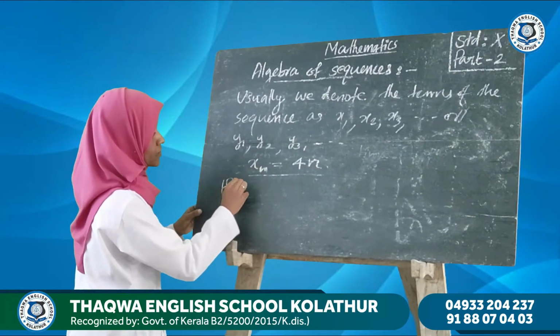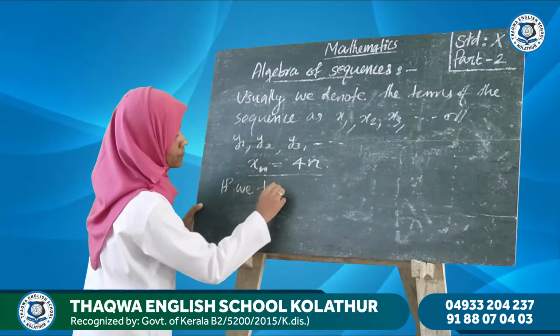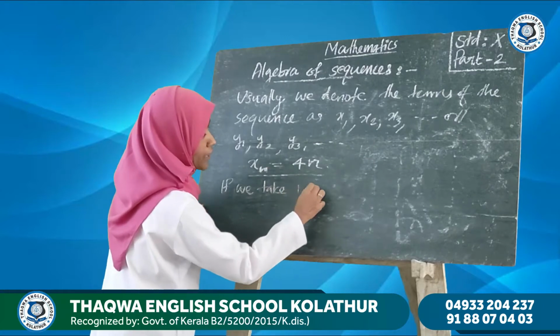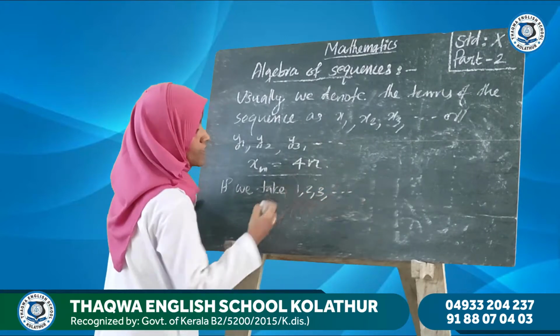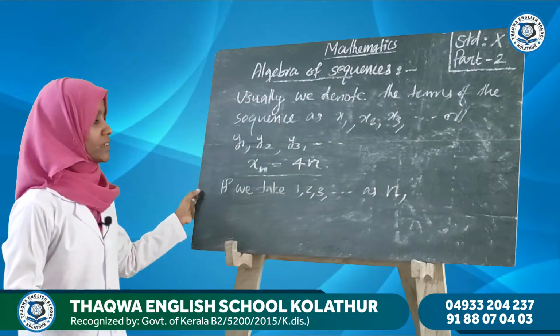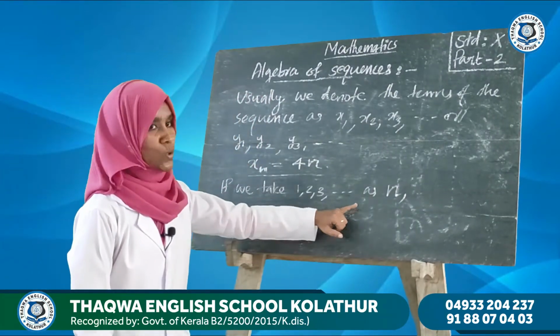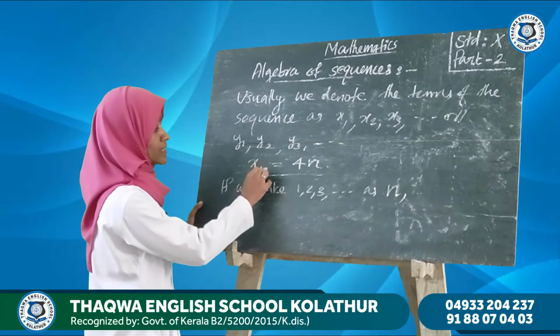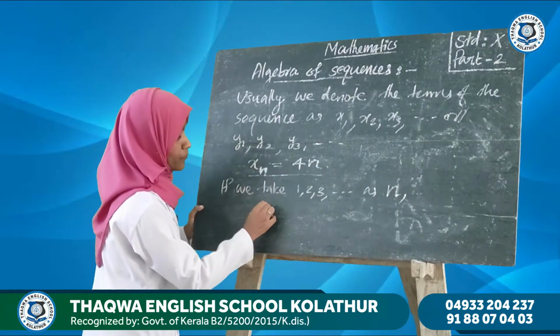If we take the natural numbers 1, 2, 3, etc. as n, then how will the terms of this sequence come out?